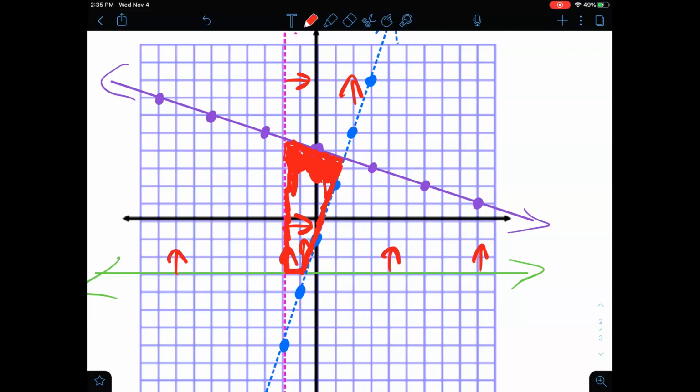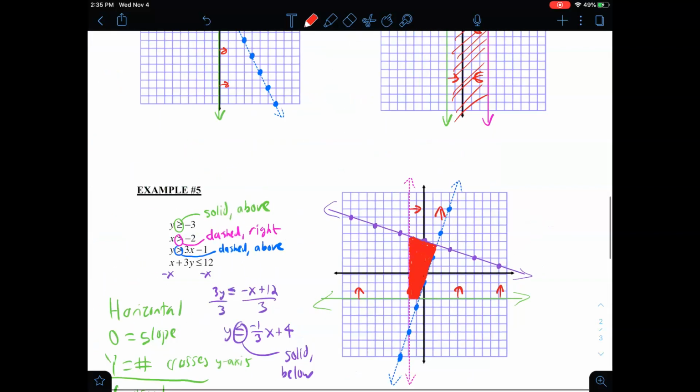Now I get to just shade it in like we're coloring. And if you were to shade in the whole graph as you went, you would have a really convoluted looking graph. But now we know exactly where the solution is for this. Okay.